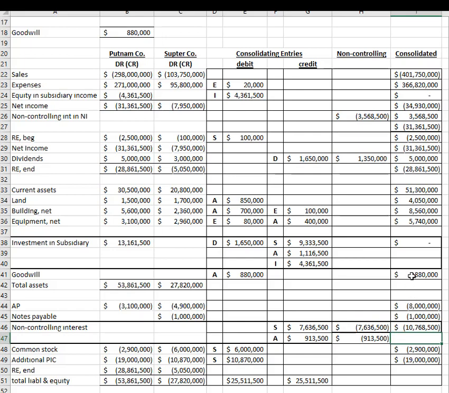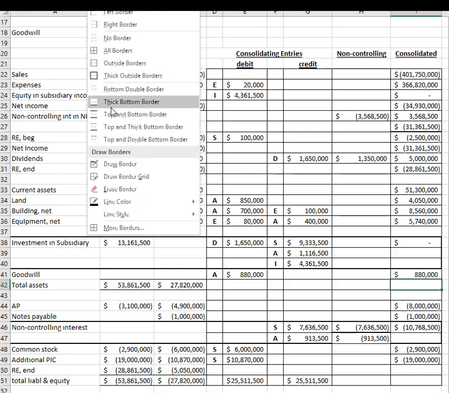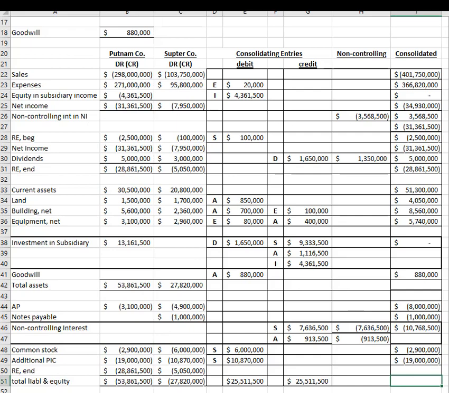Now let's see if our assets and liabilities balance. Here we go. Drum roll. Oh, it's not going to work because I forgot to pull retained earnings from above. And there we go. You're all set.